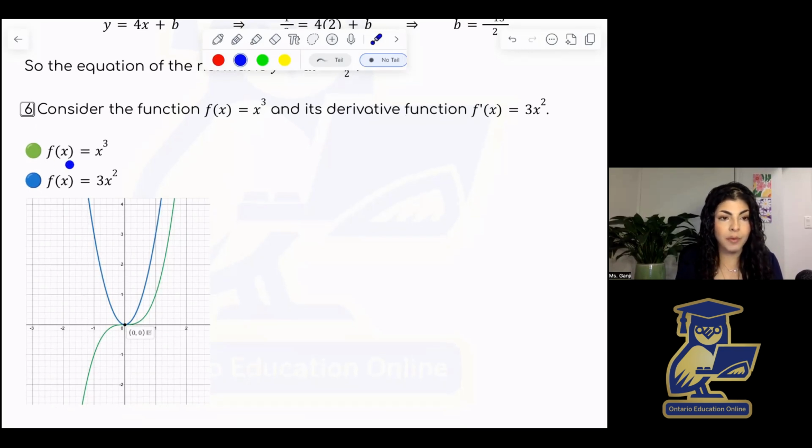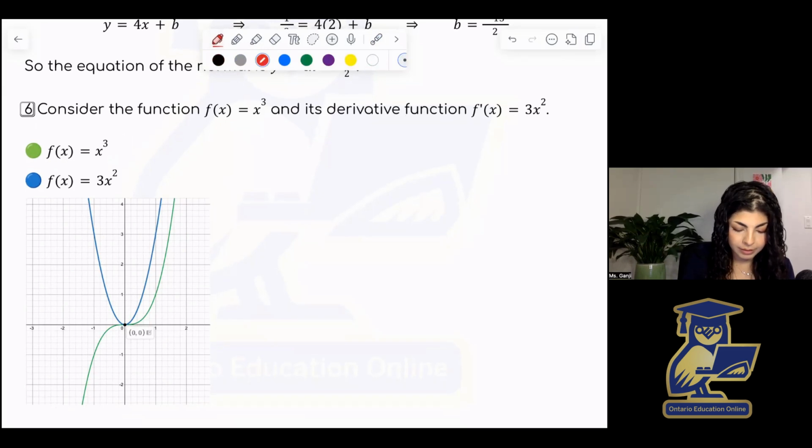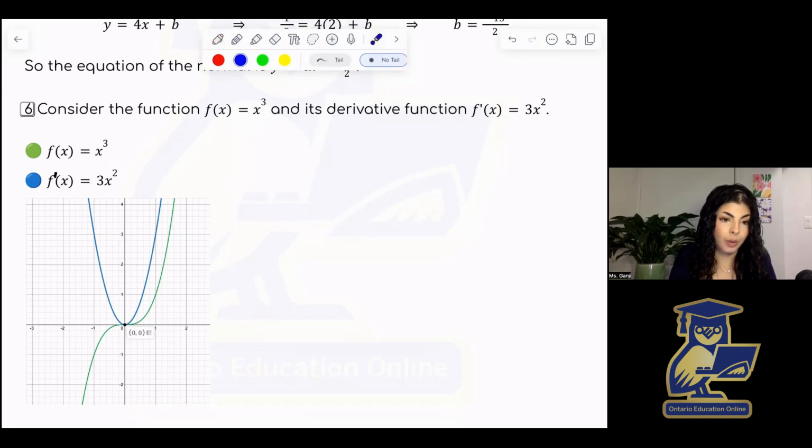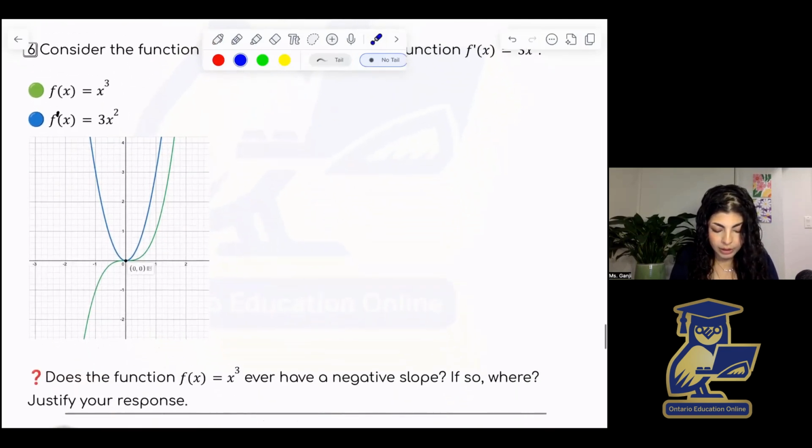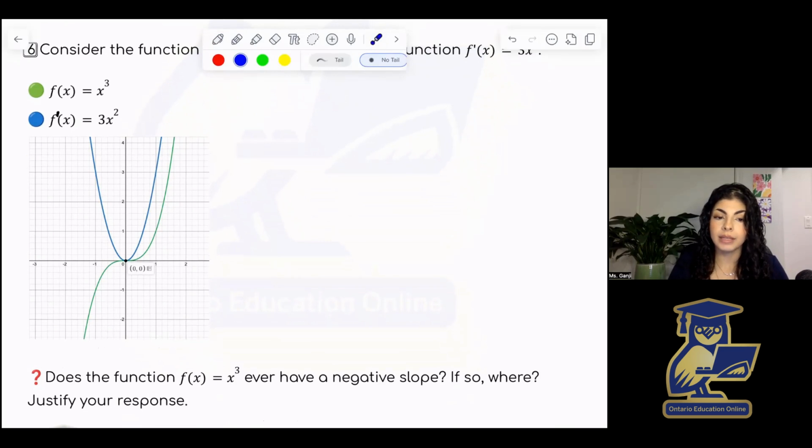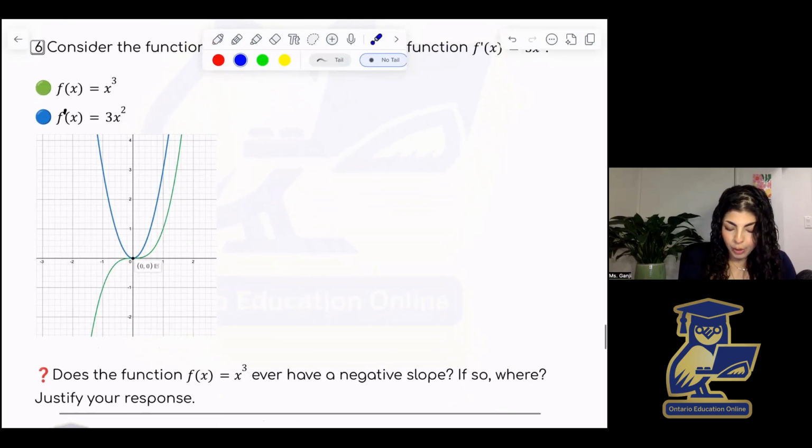But pretty much here, f of x is x cubed. And, oh, this is missing. This should be f prime of x is 3x squared. And my question for you is, does the function f of x is x cubed, our cubic function, have a negative slope? If so, where? So remember, the slope is given by the derivative.